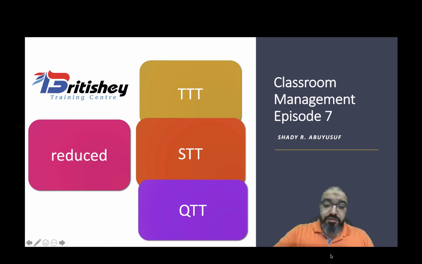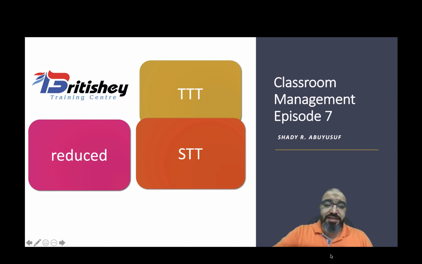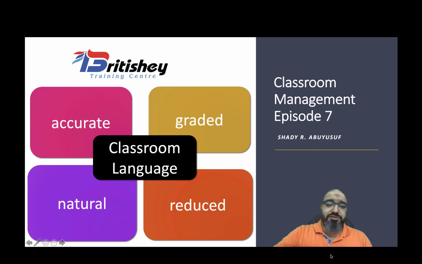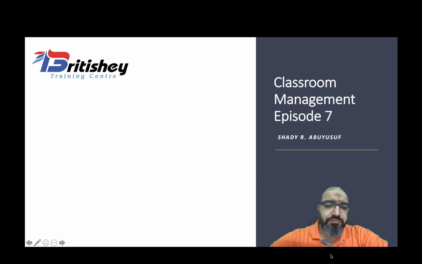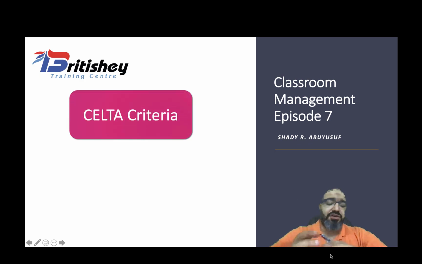So in order to sum up and get back, let's have a look one more time. So again, 4 main corners here. Classroom language needs to be accurate. It needs to be graded, natural, and reduced. Now, someone might ask, and Shadi, how will this affect our performance on professional teacher training courses?